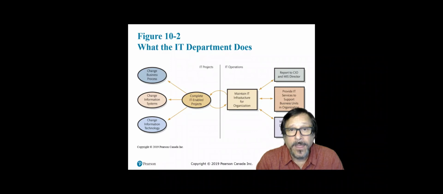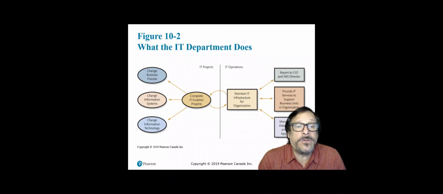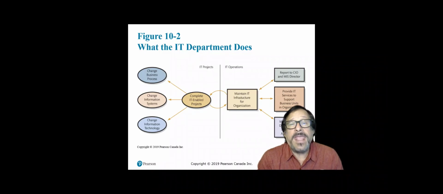They report generally to either the Chief Information Officer or MIS Director and provide these services and manage the IT end of it. Some organizations, if they're large enough, will also have an IT department that can handle IT projects. This part of it is going to be able to complete information technology projects, changing the business process, changing information systems, changing information technology. And again, some companies will have a whole section that does this. Others will depend on just their IT operations: when new software is being introduced, here's the requirements for the software. Do our machines match this?